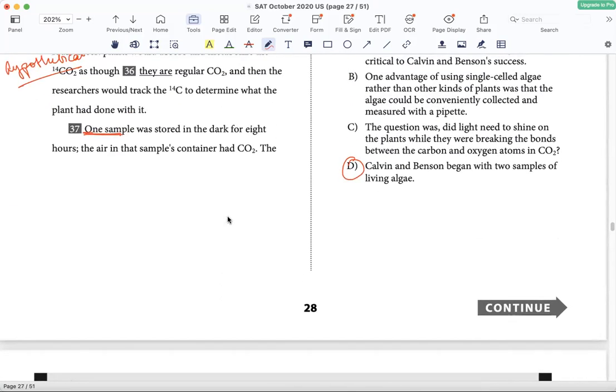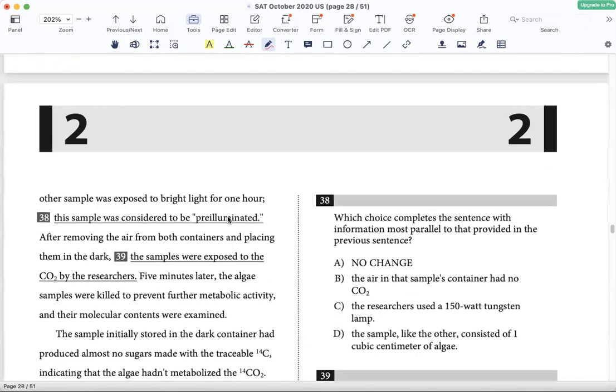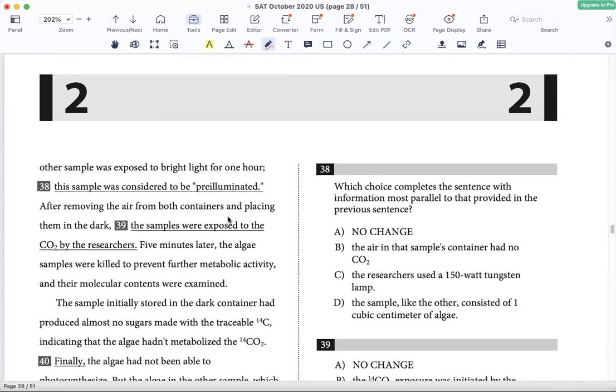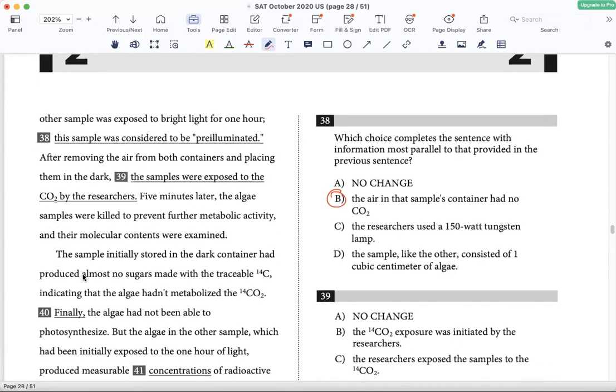So one sample was stored in the dark for 8 hours. The air in that sample's container had CO2. Right, and the air in that sample's container had no CO2. So the other sample was exposed to bright light and there was no CO2 there. After removing the air from both containers and placing them in the dark, the samples were exposed to the CO2.